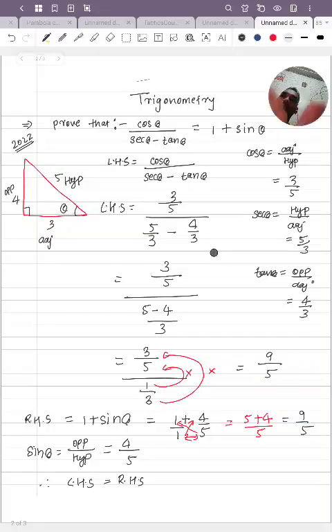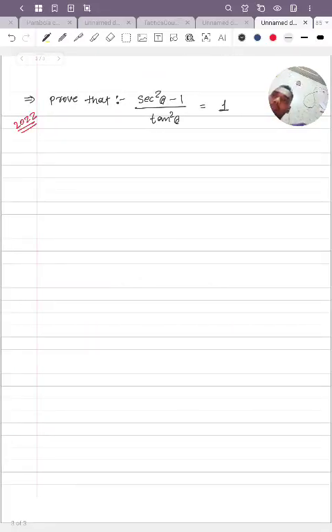So in this question also, you see that the angle given is theta, so the same triangle you can utilize. Otherwise, we need to make a separate triangle, okay? So let's write down the left hand side. And in the left hand side, what is given? Sec square theta minus 1 over tan square theta, okay?